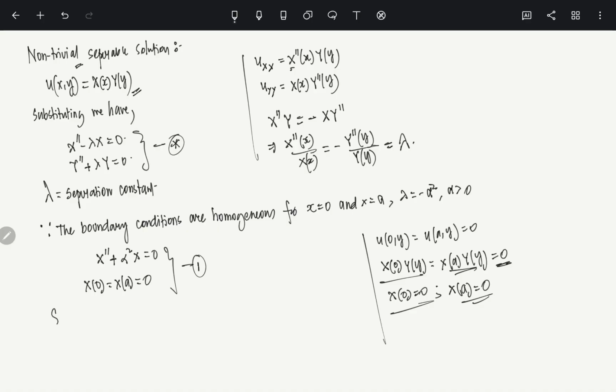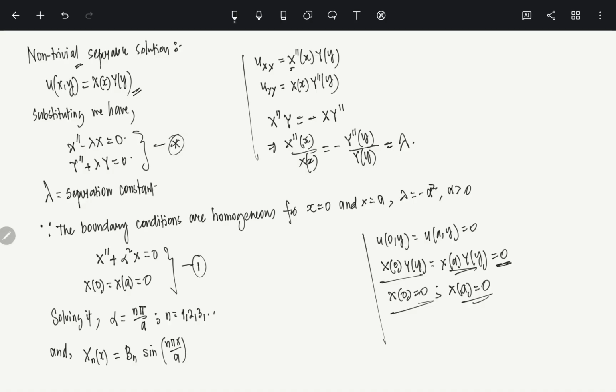So by solving it, I am not doing this because you already know this stuff. If you solve it, it becomes n pi by a, where n equals 1, 2, 3, and it goes on. And what are the corresponding eigenfunctions? The corresponding eigenfunctions X_n of x will look like this: b_n times sine n pi x by a.